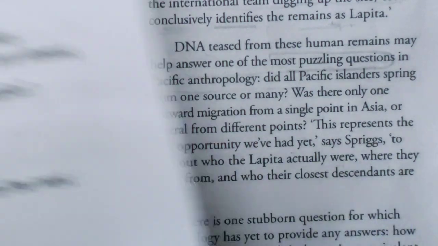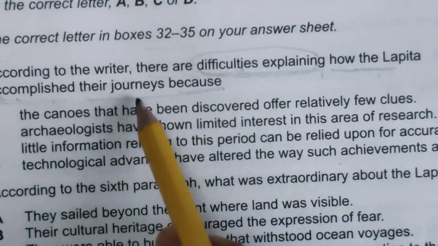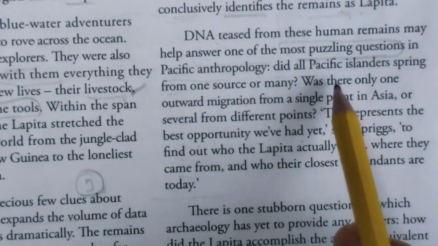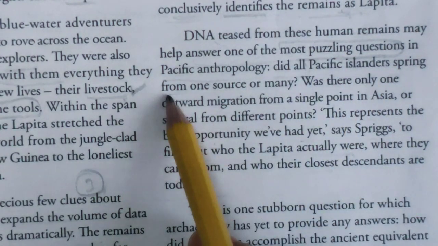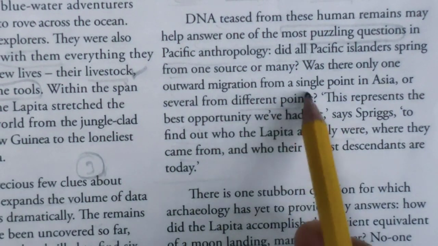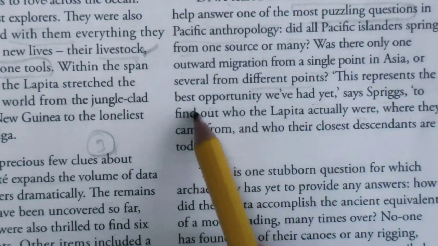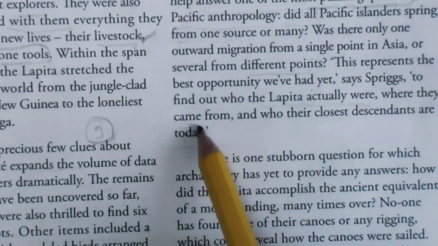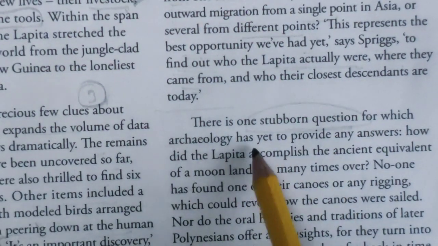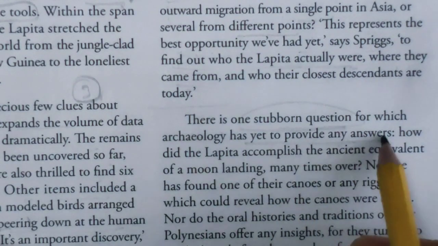Now they are talking about difficulties explaining how the Lapita accomplished their journeys. Puzzling questions, single point, different point, single point, how Lapita accomplished their journey. They are talking about journeys. Actually where they came from, who was closer. There is one stubborn question for which archaeology has yet to provide an answer. So still they have to provide any answer.